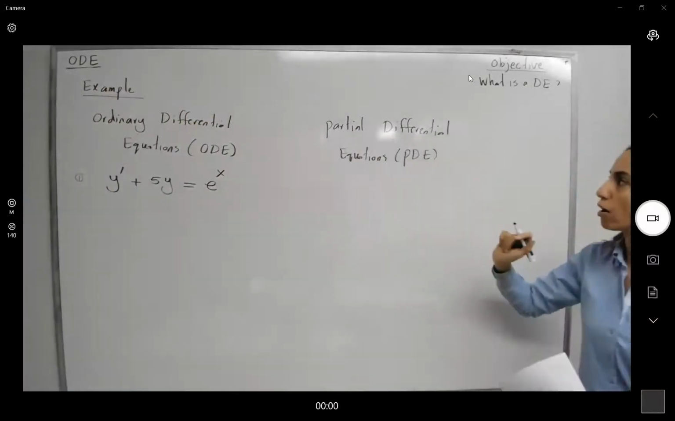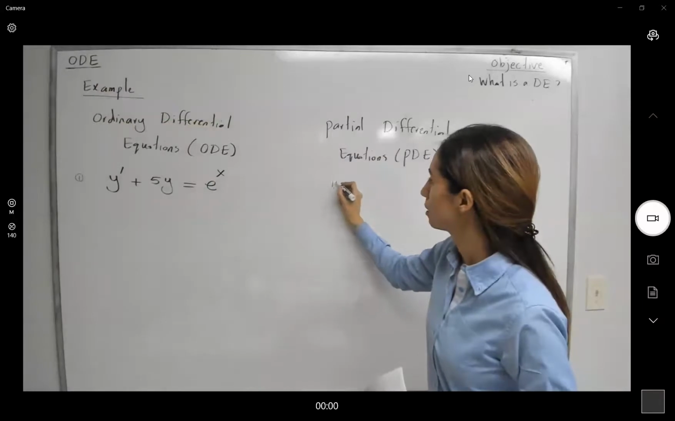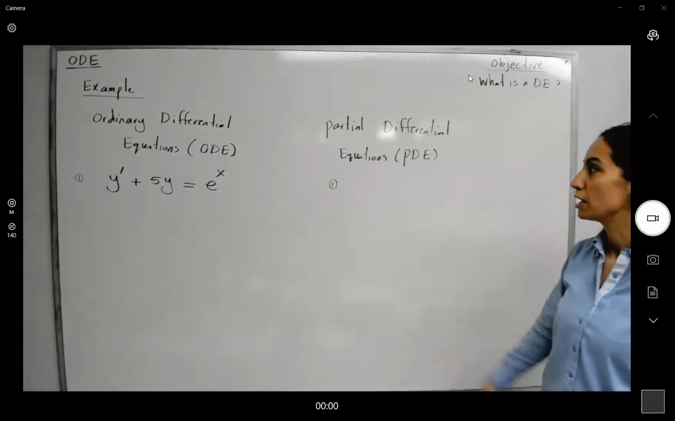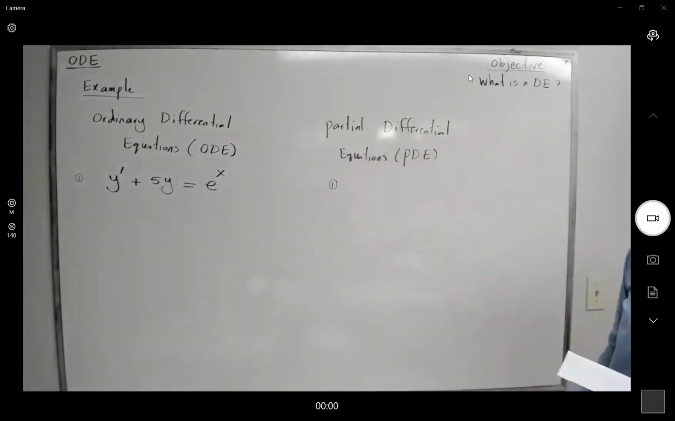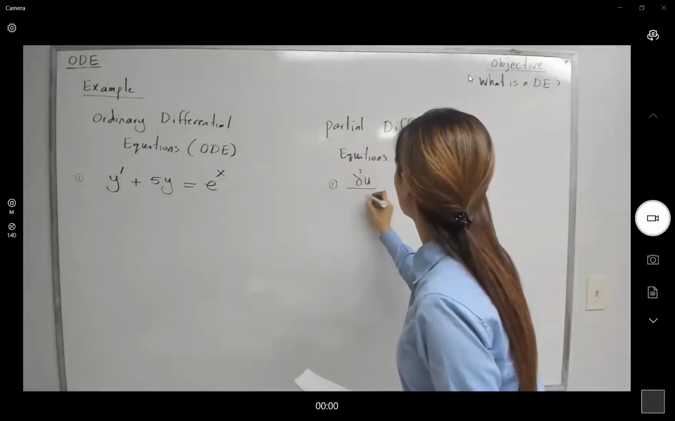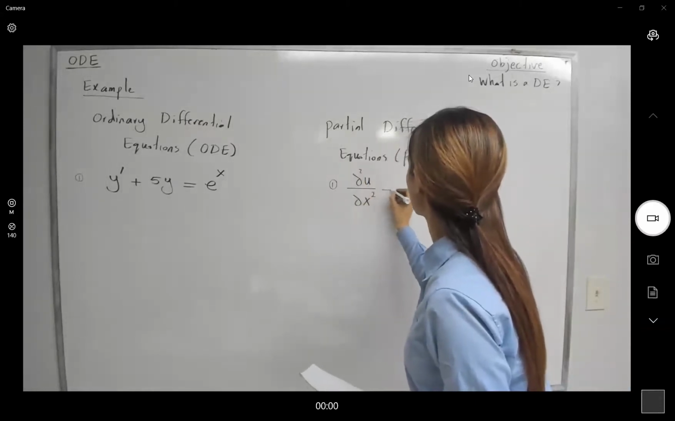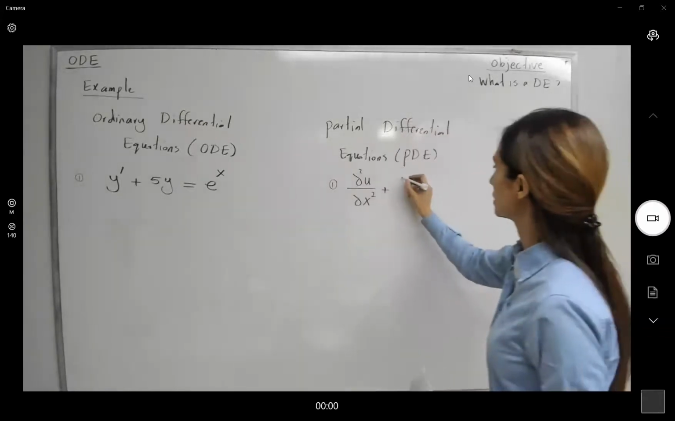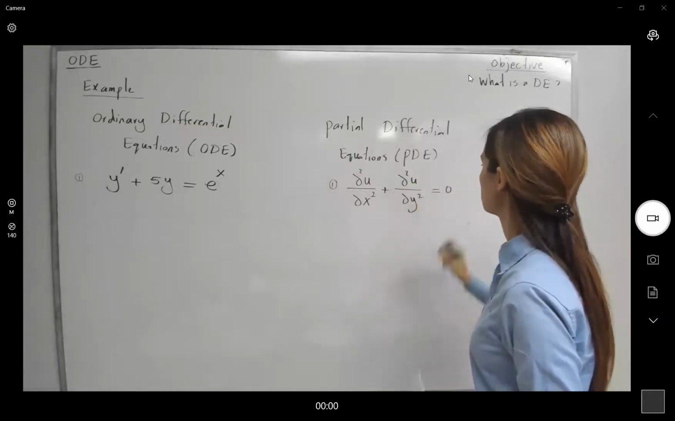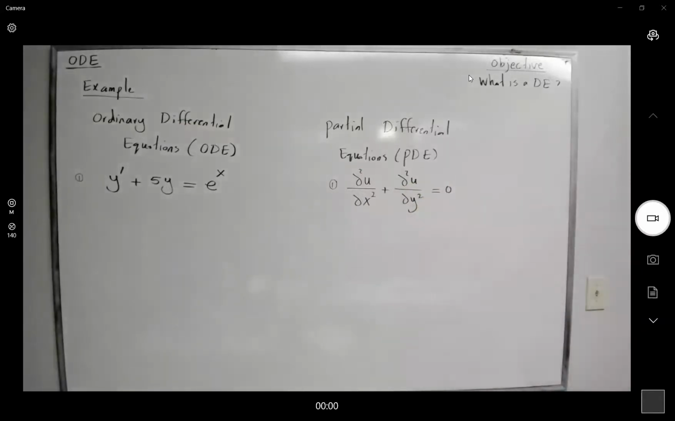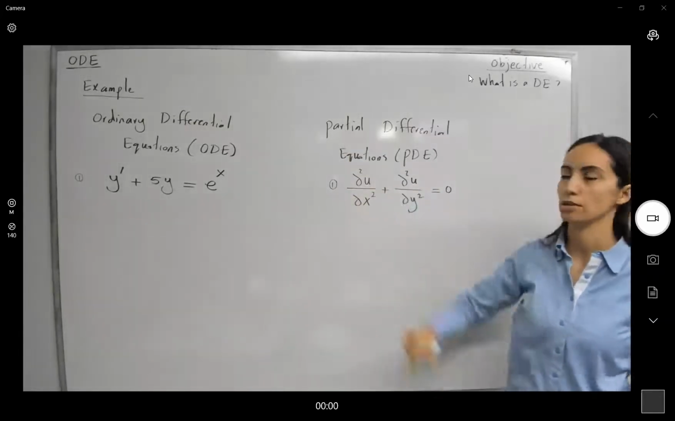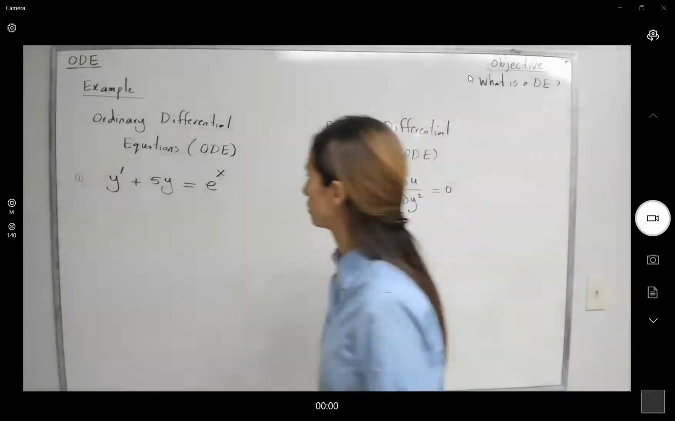An example of partial differential equation, remember the Laplace equation or other equations involving the partial derivatives, like the second derivative of u with respect to x plus the second derivative of u with respect to y equal to 0. As you can see, here you're dealing with the partial derivatives. That's why we call it a partial differential equation.